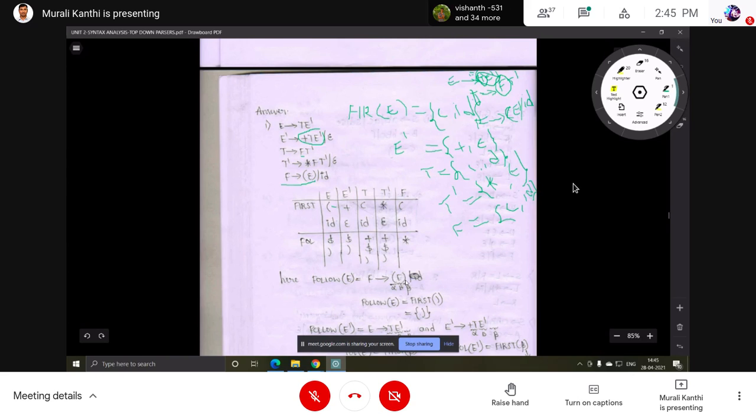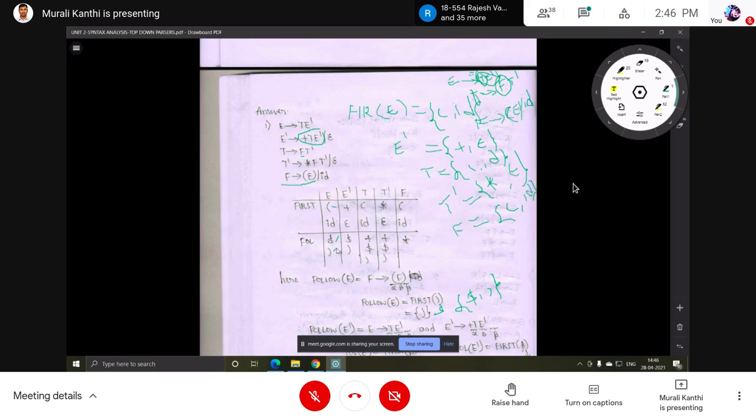After B, whatever is there, we take the first of that symbol. First of beta here is the closing parenthesis, which is a terminal, so simply add it to the set. And one more thing: dollar is also added to the set. Why? Because E is the starting symbol of the grammar. So follow of E is dollar, closing parenthesis.